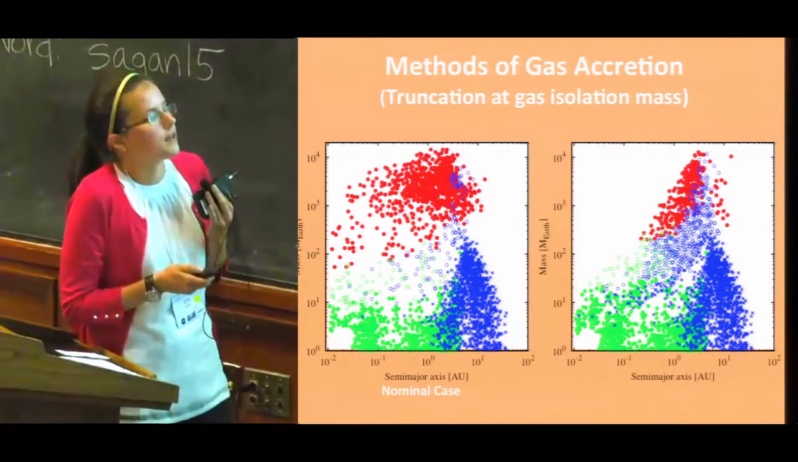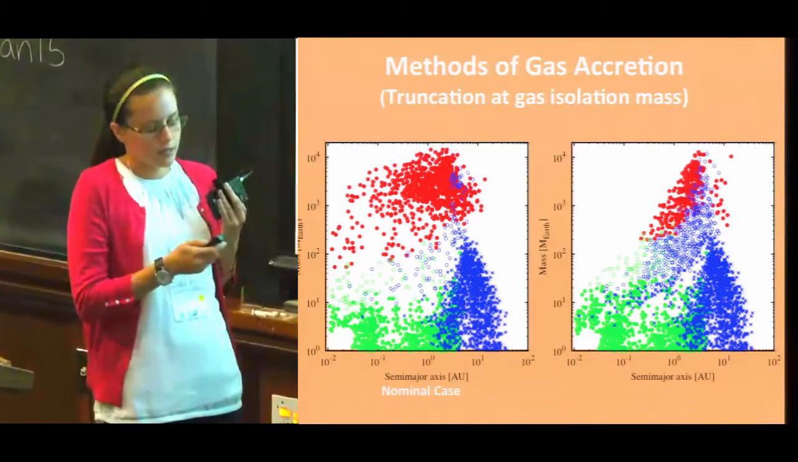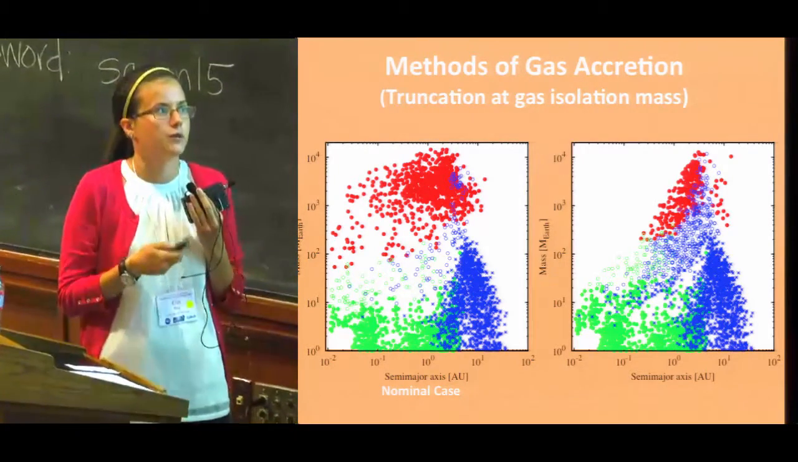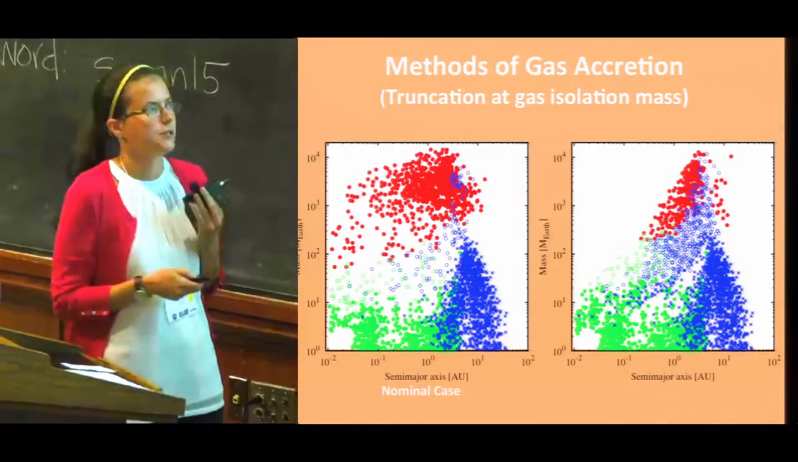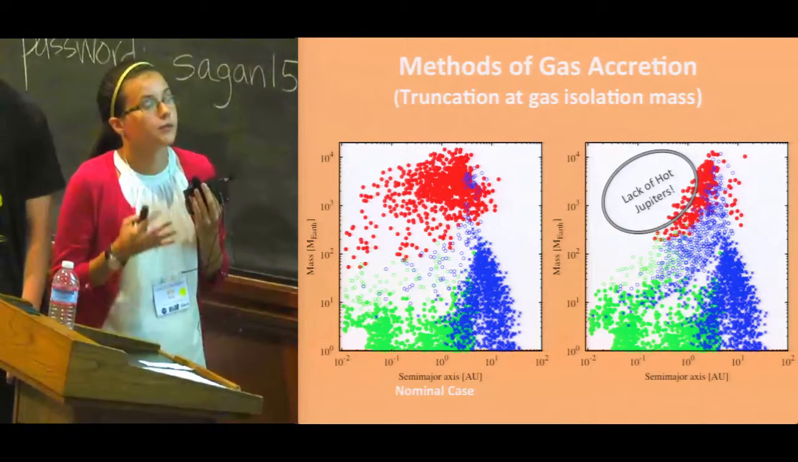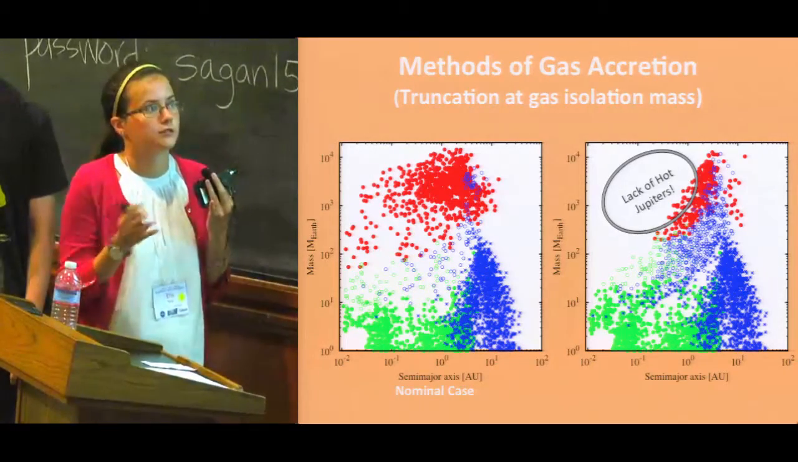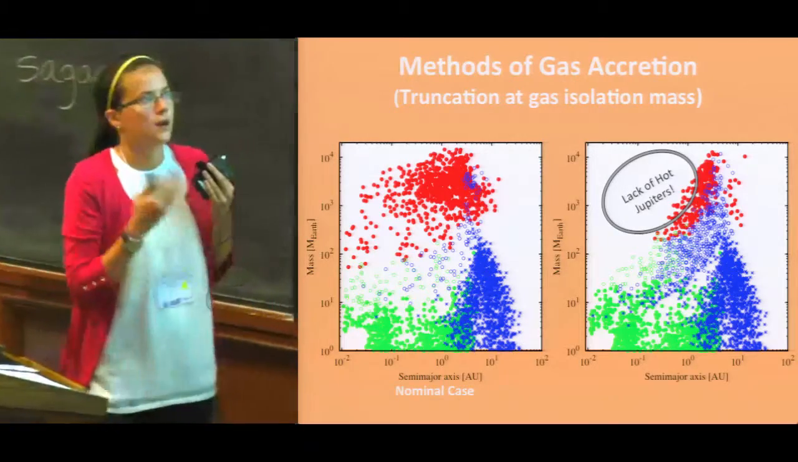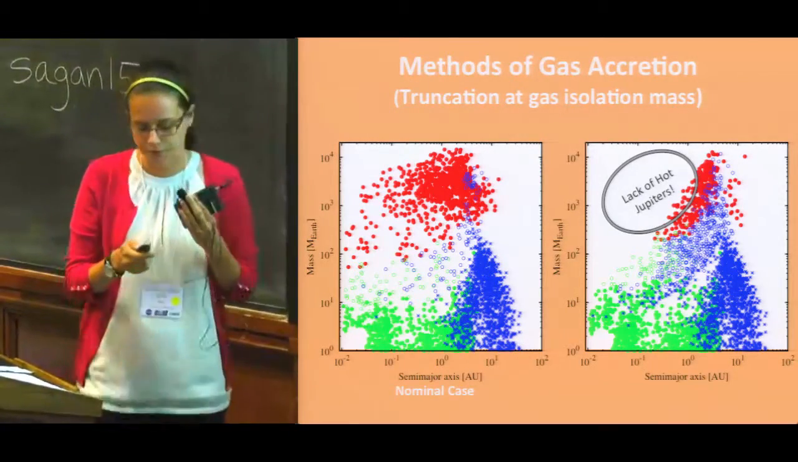So in this case, on the left, we have the nominal case that you saw before, and on the right, we have the results of a population synthesis when the planet stops accreting at the isolation mass. And we see a clear lack of hot Jupiters, meaning the icy giants, the blue icy giants, do not grow and gain as much gas to become Jupiter-sized planets.